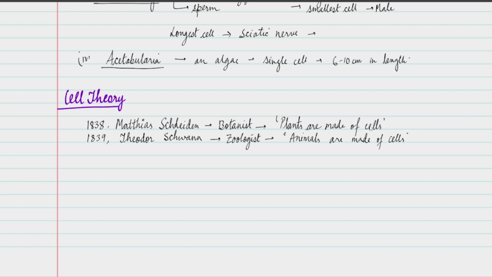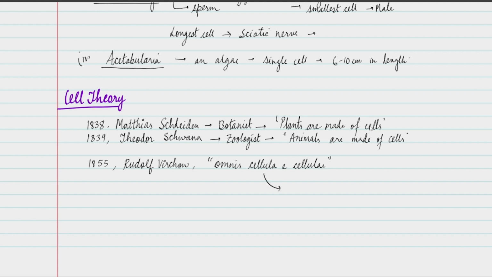So they formulated the cell theory, but this did not explain how the new cells are formed. So a very important extension of cell theory was done in the year 1855 by a scientist known as Rudolf Virchow. You will find all of this in NCERT. Nothing is very extra. Rudolf Virchow said, "Omnis cellula e cellula."